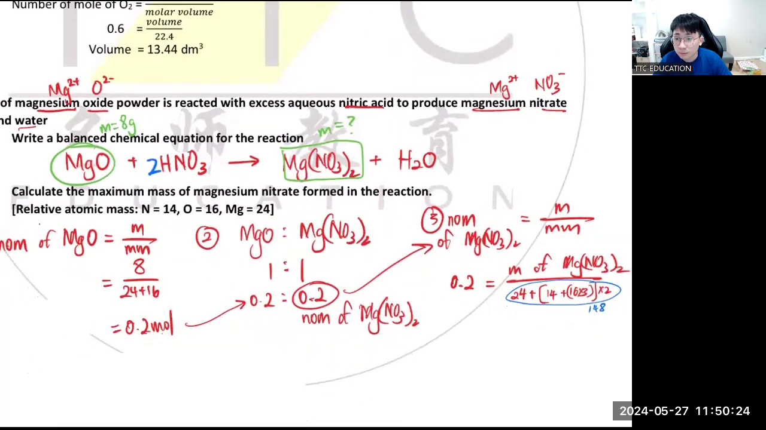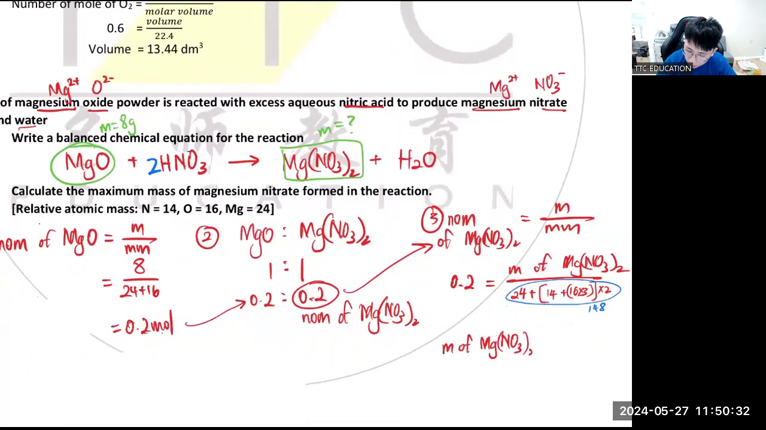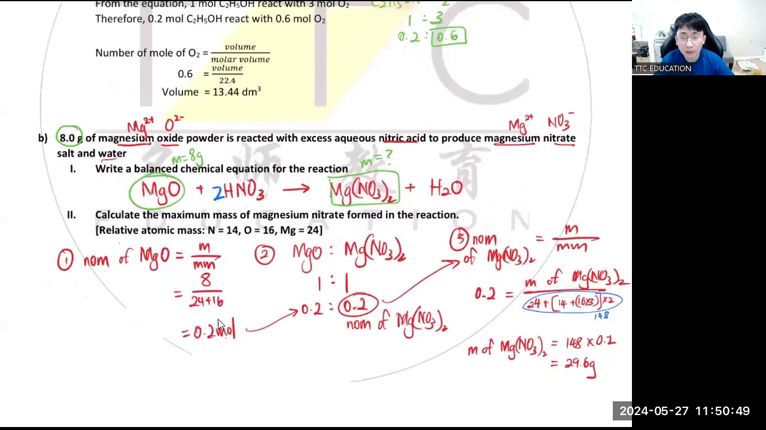Okay, so you multiply over. Okay, you're gonna get your mass of magnesium nitrate is 148 multiply 0.2. You're gonna get 29.6 gram. Okay, this is what I get. Let me check my answer. Answer correct. Okay, so guys, exam like this, empty spot, write your own 3 steps.